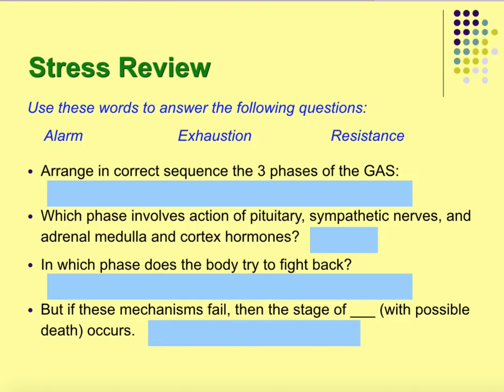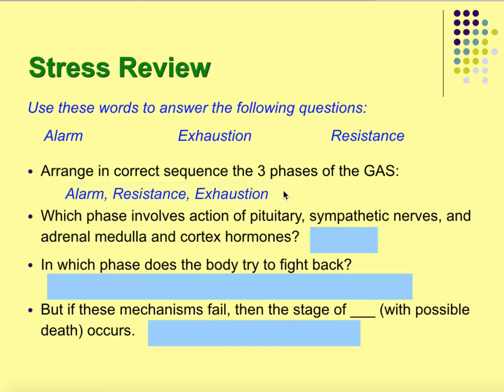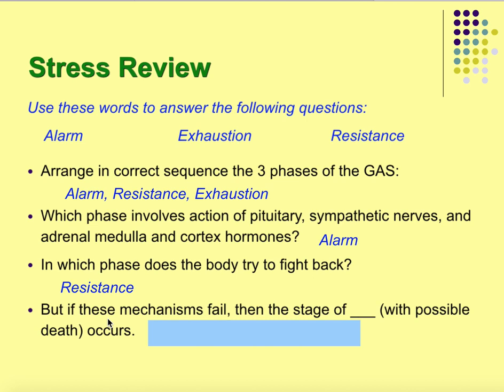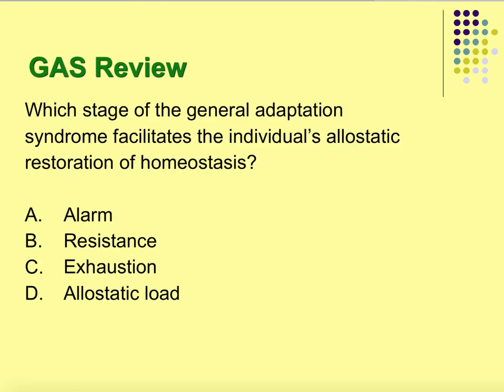So let's review stress. We are going to arrange the stress response in the correct order. The first response would be you're going to sound the alarm, then you will resist, and then hopefully exhaustion doesn't happen, but it may. Which phase involves action of pituitary, sympathetic nerves, and adrenal medulla and cortex hormones? That would be the alarm stage. And in which phase does the body try to fight back? That would be resistance. And if that fails, then the stage of exhaustion with possible death can occur. Which stage of the general adaptation syndrome facilitates the individual's allostatic restoration of homeostasis? That would be resistance. So we're trying to resist.